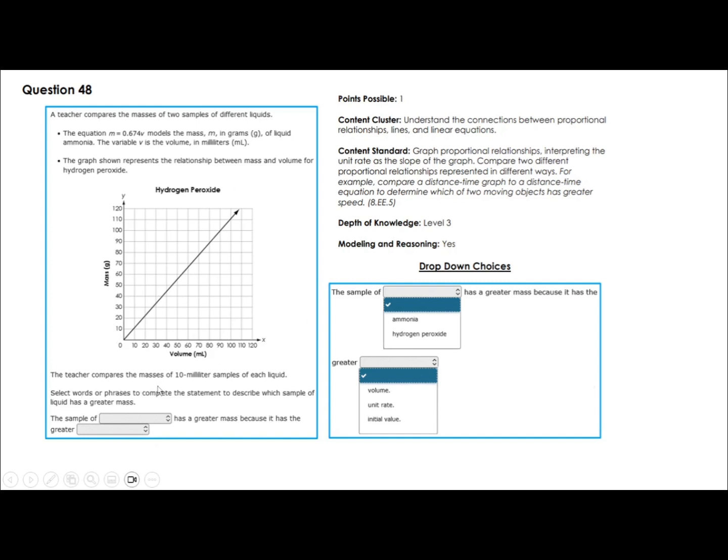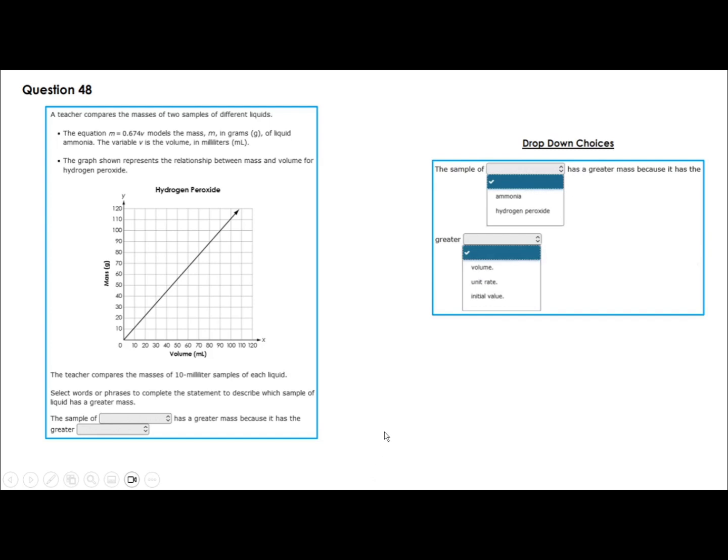The teacher compares the masses of a 10 milliliter sample of each liquid. So x is 10 in each liquid, okay? He used the 10 milliliter samples, those are the volume, okay? Select words or phrases to complete the statement to describe which sample of liquid has a greater mass.